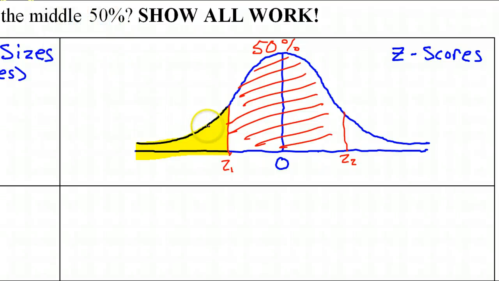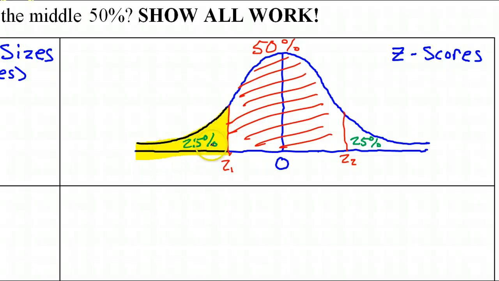Well, this is what you have to think to yourself. The whole graph is 100%. If this middle is 50%, then that leaves 50% for the rest of it. But it's split into two parts here, so I'm going to have 25% over here and 25% over here. So 50 plus 25 plus 25, that's 100.